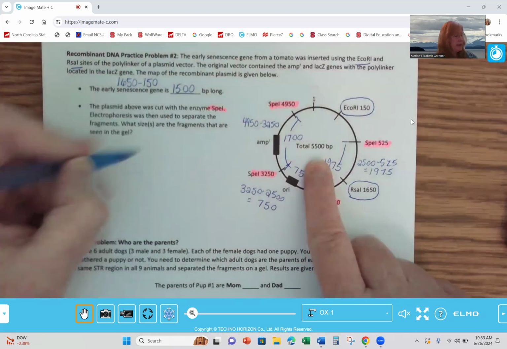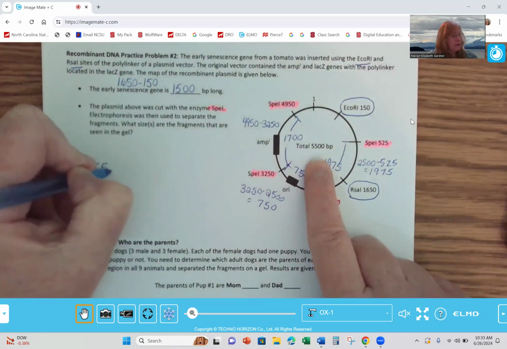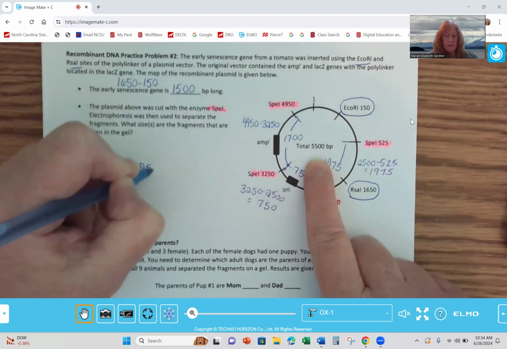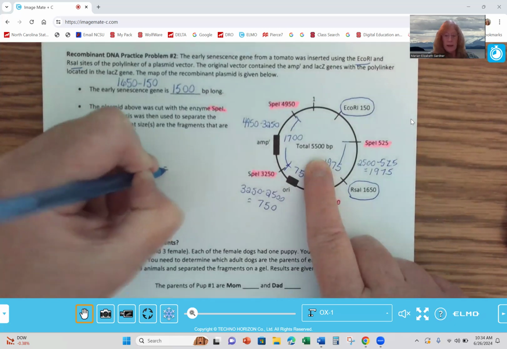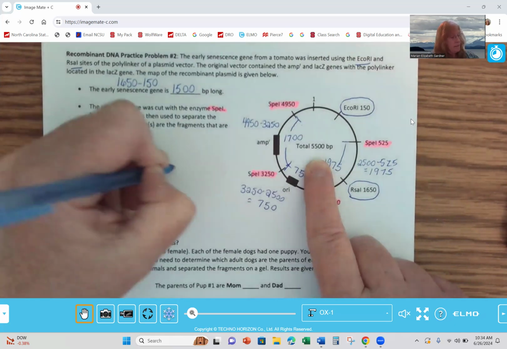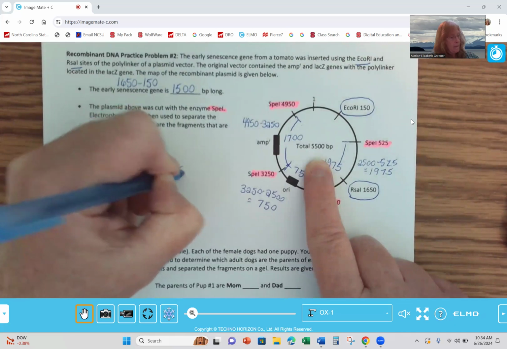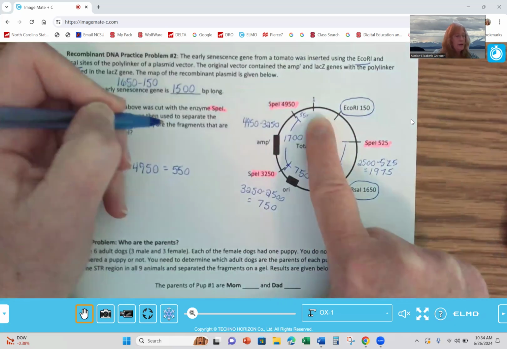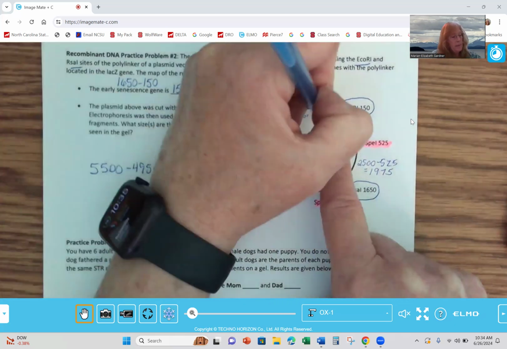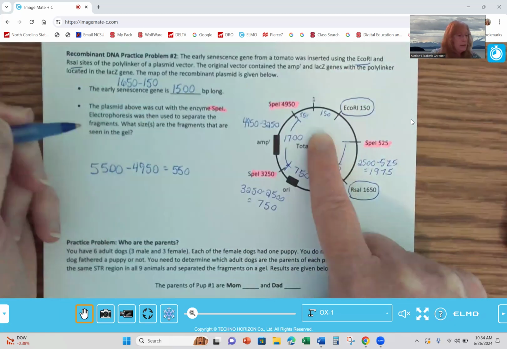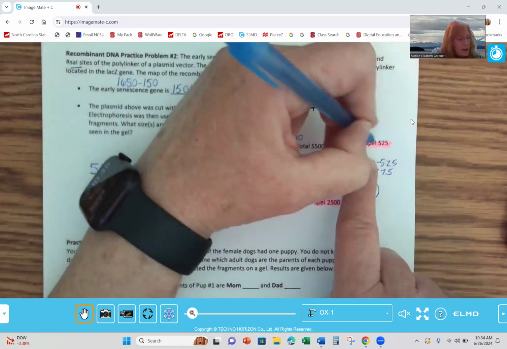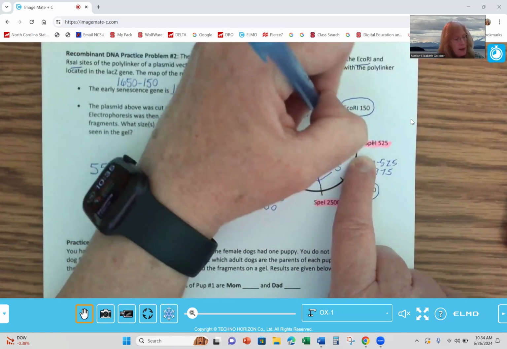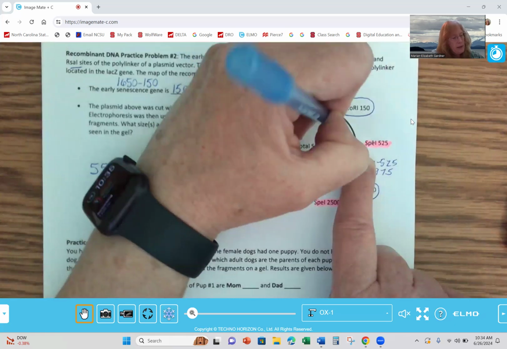So what I would do is say our total initially was 5,500 minus 4950, and that's going to be 550. So that's a little piece here, 550. And then I've got another 150 from there to there. And oops, not 150, all the way down to here. We've got to go this way, not down to there. There we go, so scrap that. We've got from here to here is 525.